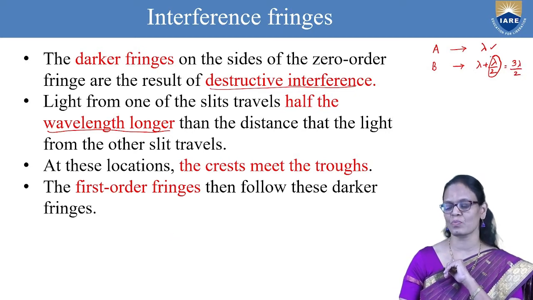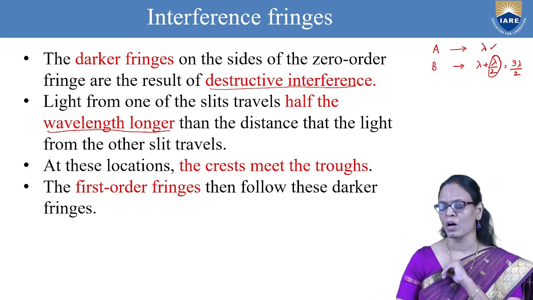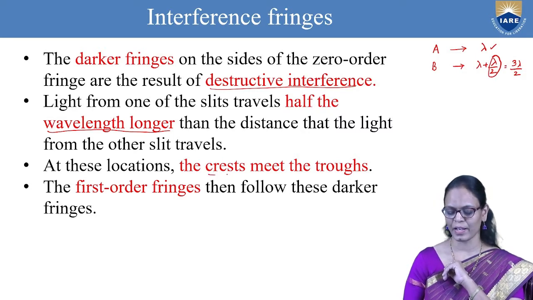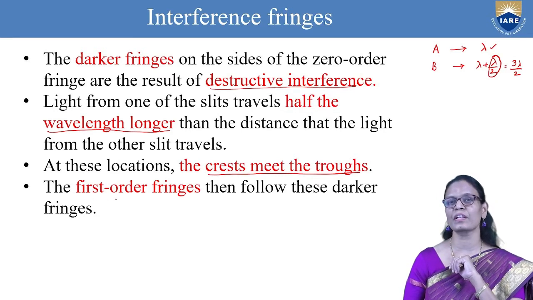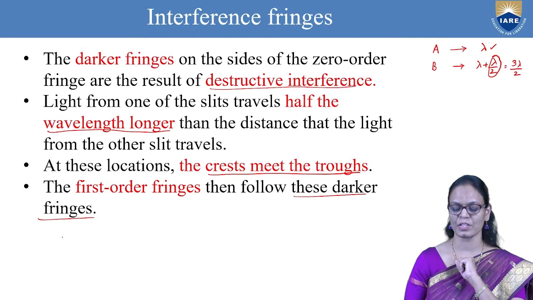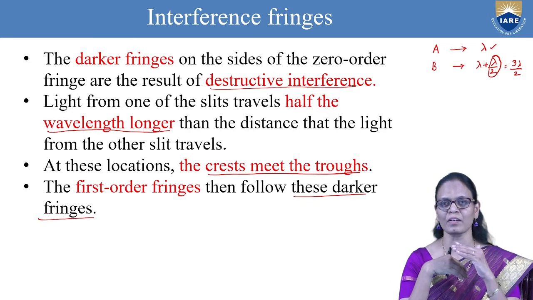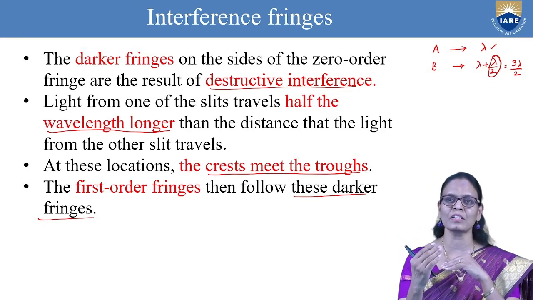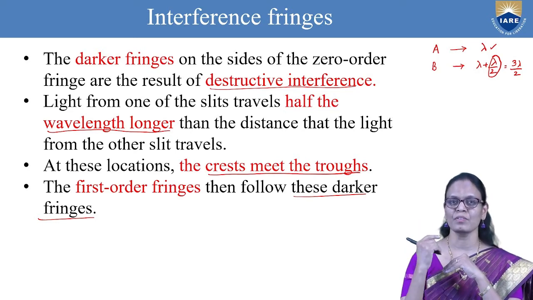So at these locations, if the path difference is an odd multiple of half the wavelength, then crest meets trough, and they give rise to destructive interference, and we get a dark fringe there. So the first order fringes then follow the darker fringes. What we have is a central bright fringe, then on either side of it we have the dark fringes, then above the dark fringe you again have a bright fringe. So you have a series of dark and bright fringes.